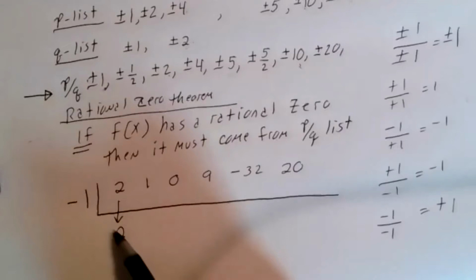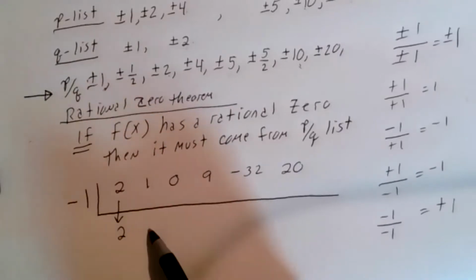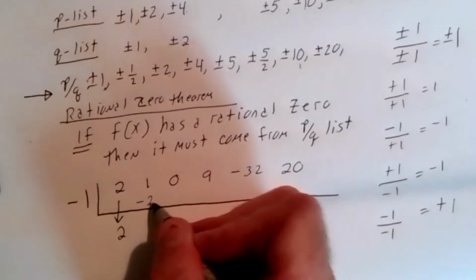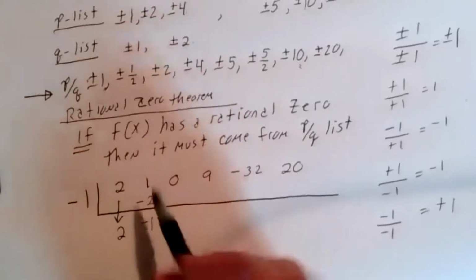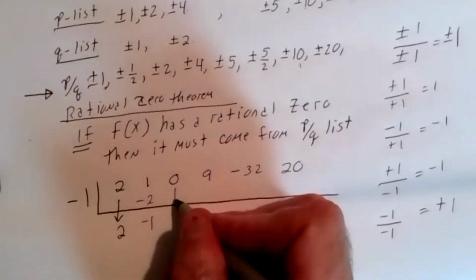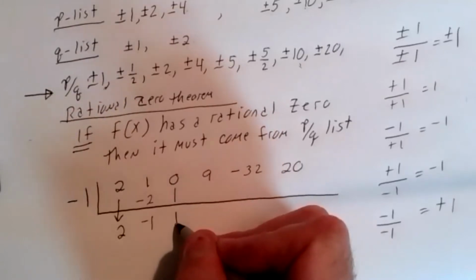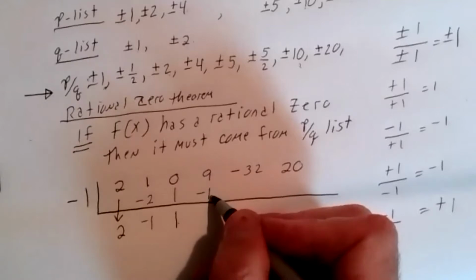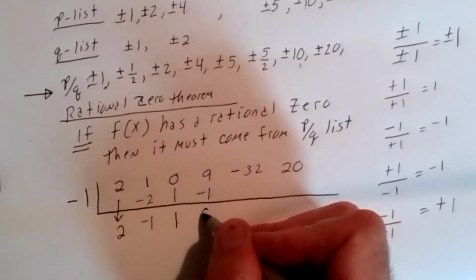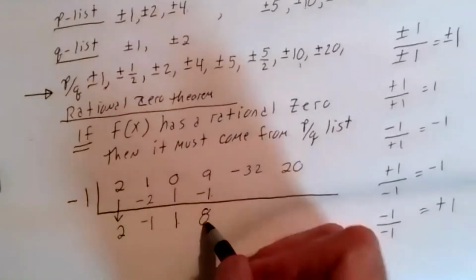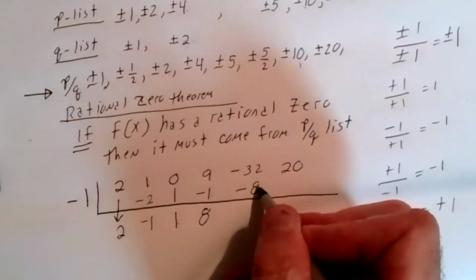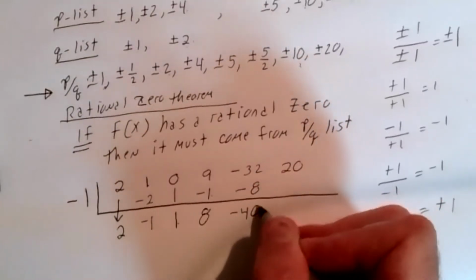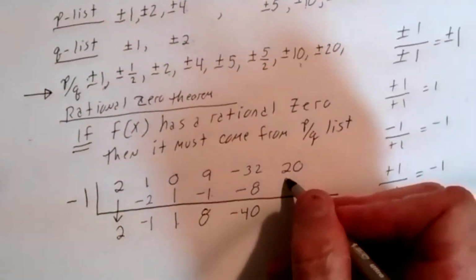Bring down the 2, we multiply, bring the number up and add. Multiply, bring the number up and add. What's -1 times 2? That's -2, bring the number up and add, and you get -1. -1 times -1 is +1. 0 plus 1 is 1. -1 times 1 is -1, bring the number up, add. 9 plus -1 is 8. Multiply, -1 times 8 is -8, bring the number up, now add. These add to -40. Multiply, -1 times -40 is 40.